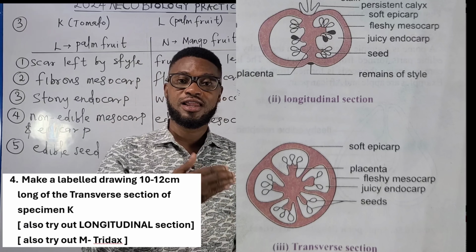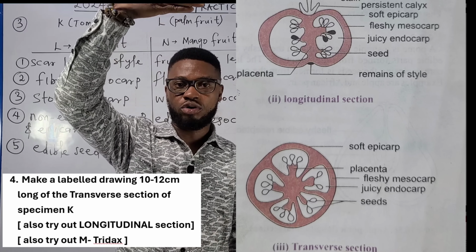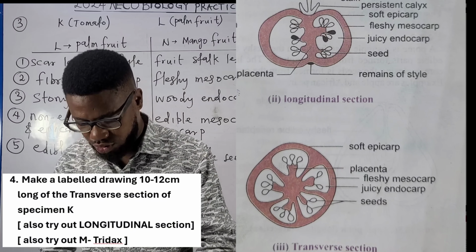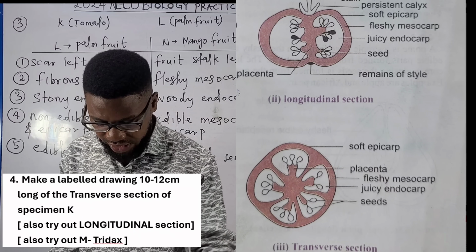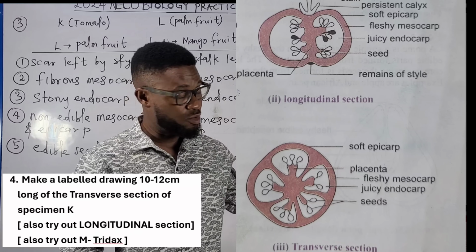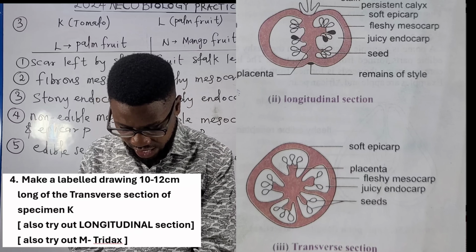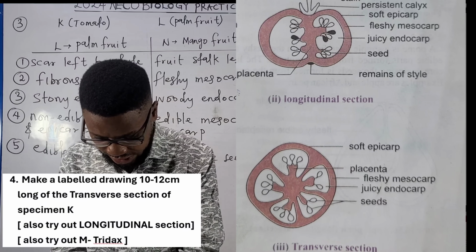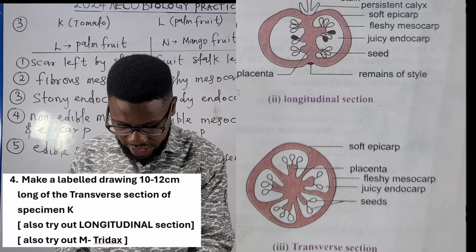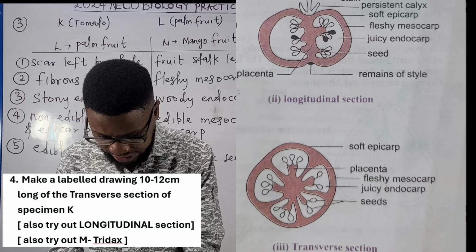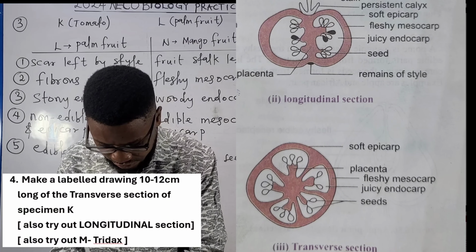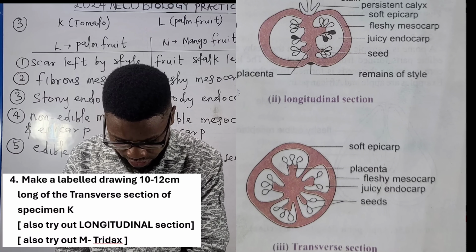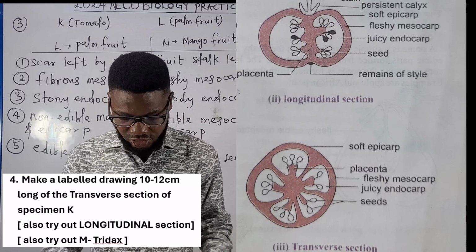If the question says longitudinal section, then you're going to cut longitudinally this way. What you need to draw and what you need to label is displaying on the screen with the labelings right about now. Let's look at the transverse section. You're looking at the soft epicarp on the outside. You're looking at the placenta on the inside. You're looking at the fleshy mesocarp just after the epicarp. You're looking at the juicy endocarp, and you're looking at the seeds. That is just about all.